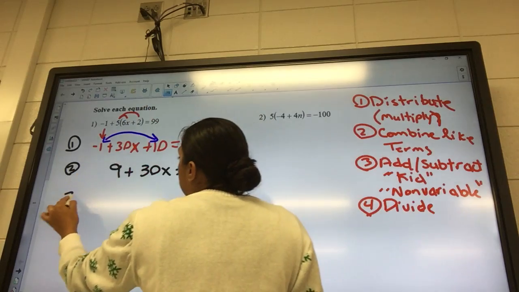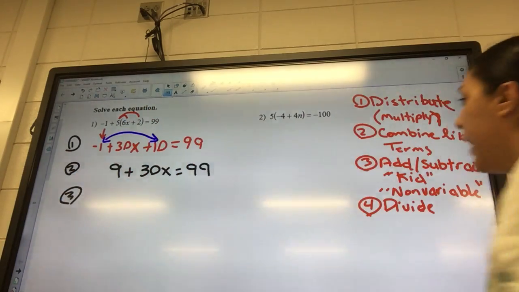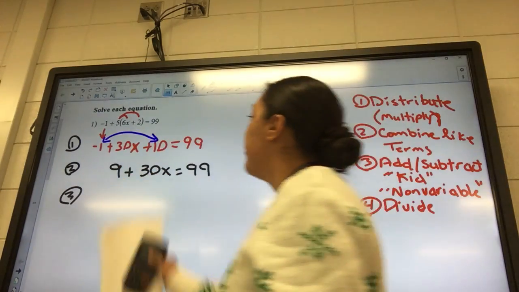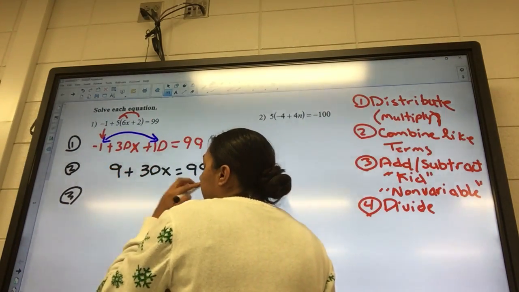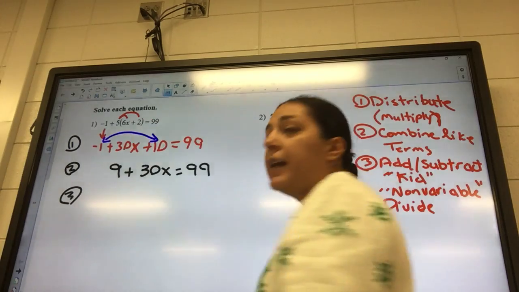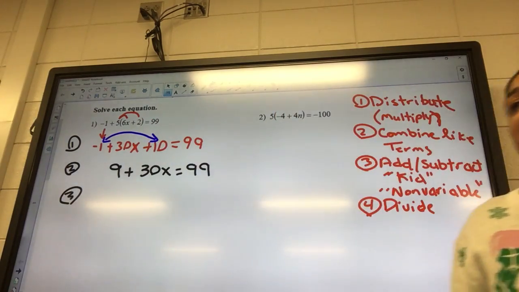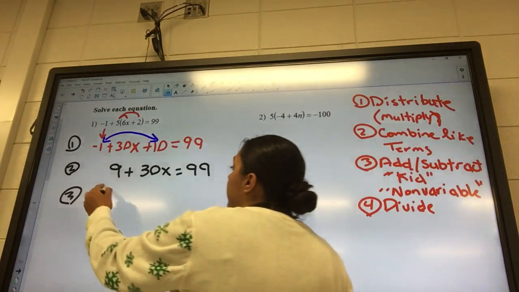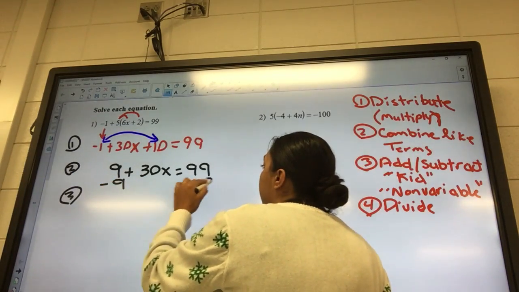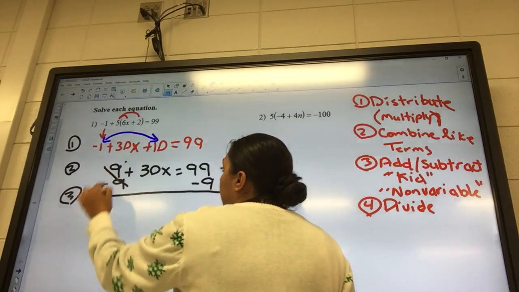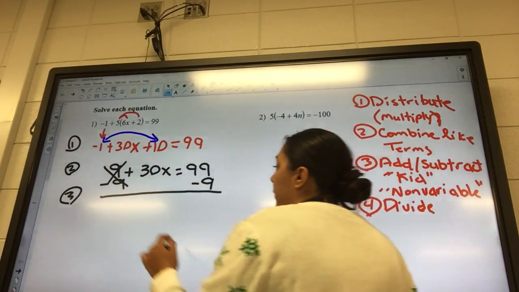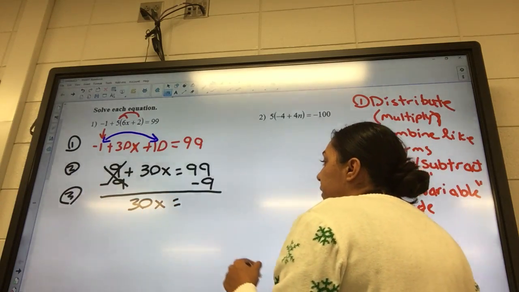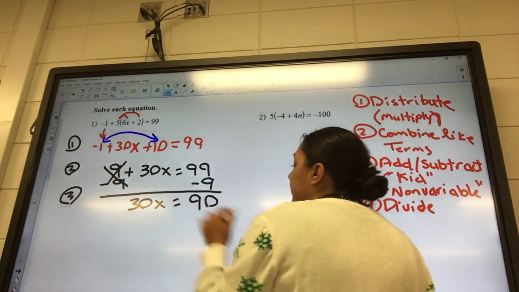We're on step 3. Step 3 says to add or subtract the kid or the non-variable. Well, our non-variable is going to be that 9. Right now, if there's no sign in front of it, we know that it's a positive. So instead of saying plus 9, we have to do the opposite. So we're going to say minus 9, minus 9. Those 9's cancel. I got a 30x equals 99 minus 9, which is just going to be 90.